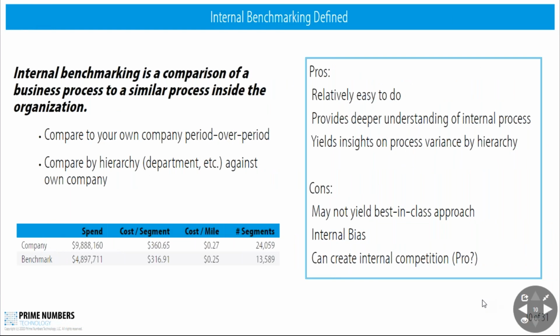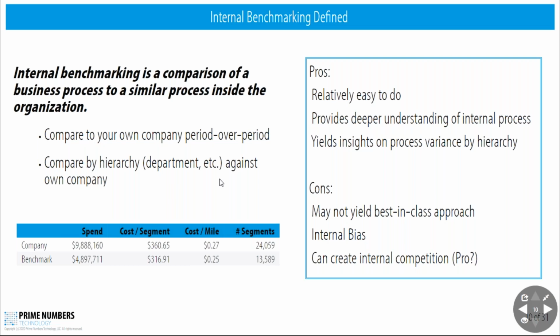So internal benchmarking. This is a comparison of a business process to a similar process inside your organization. Everybody travels in your company. So you're comparing to your own company, period over period, looking at incremental improvement over time, or not. You're looking by hierarchy, by department, by cost center, against your own company. The benchmark here shows that this particular company doubled versus themselves last year.